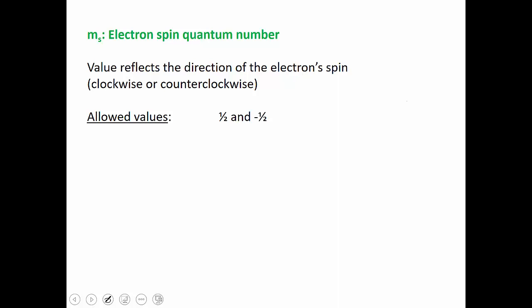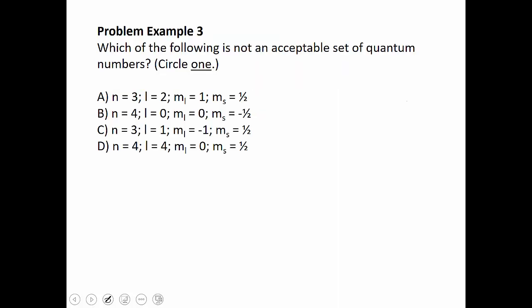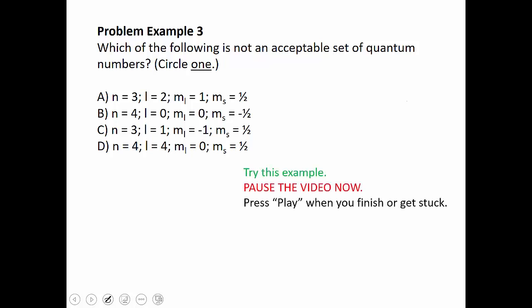So let's take a look at our next problem, example 3, to clarify some of these quantum number values. In problem example 3, the question says, which of the following is not an acceptable set of quantum numbers? Circle 1. Well, why don't you give this one a try right now? See how you can do with it. If you get stuck on it, feel free to start the video again. So of course you're going to pause this right now, try the question, and then press play when you either finish or if you get stuck.